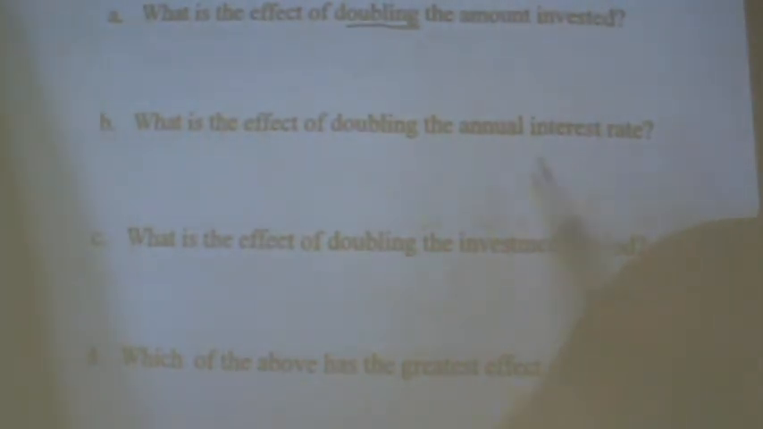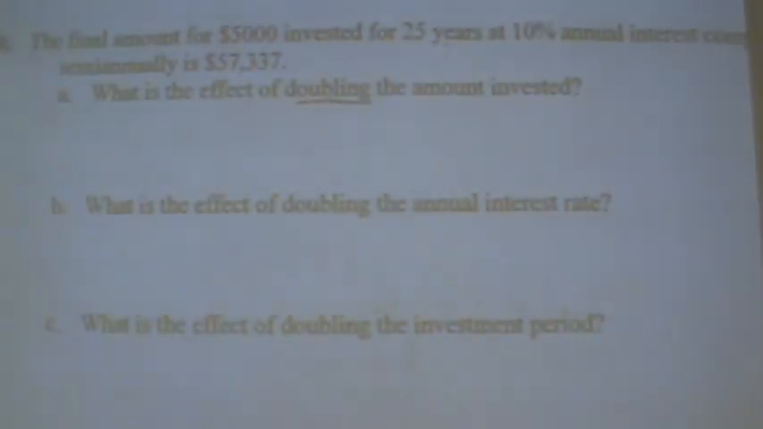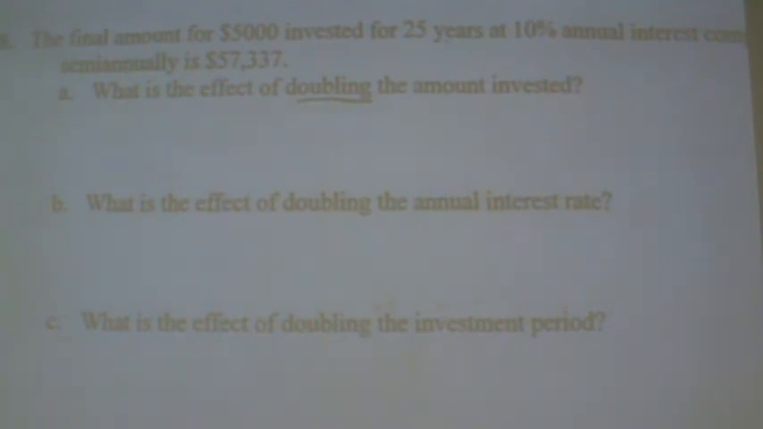20%. Good. If you double the investment period, so instead of it being 25 years, it's going to be double 25 years, what do you get? 50. 50 years. And then take these three answers, and it says which of the above gives you the greatest effect. So you're gonna get three different numbers, and you wanna compare your results, okay? And that's your homework. So you have the rest of the time, use the calculators and try to get this done.